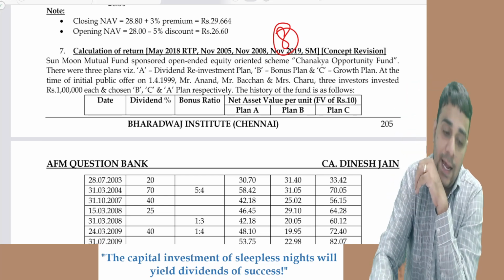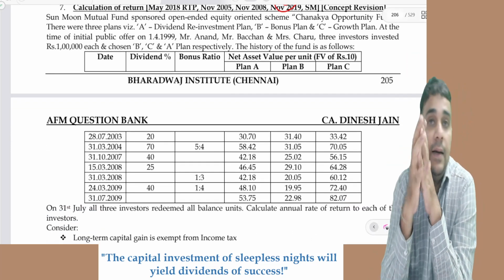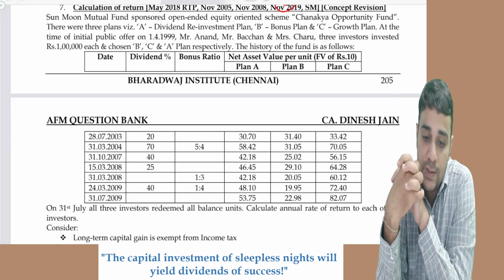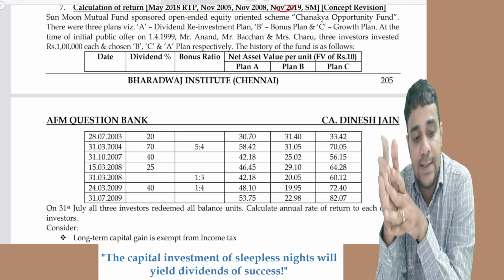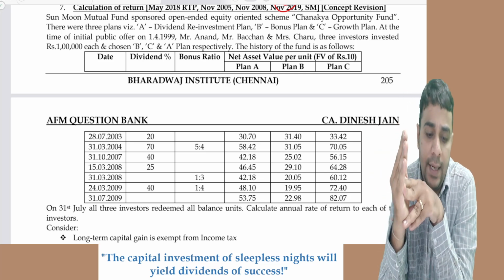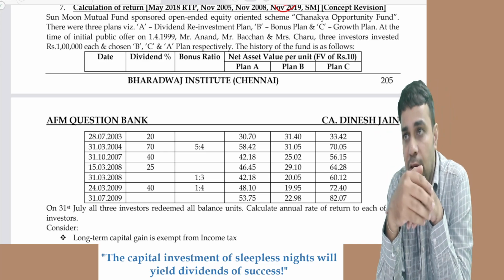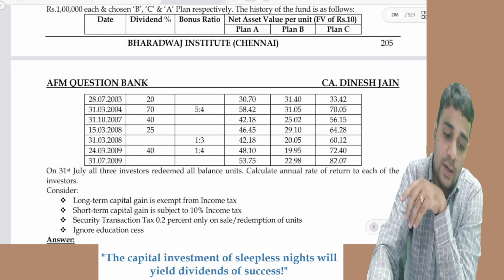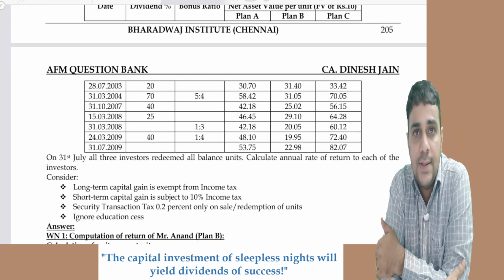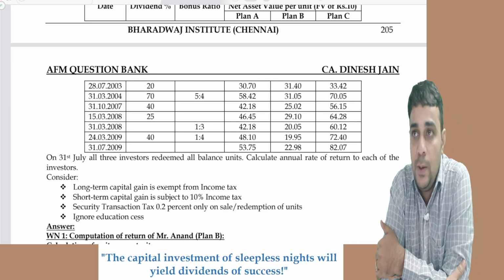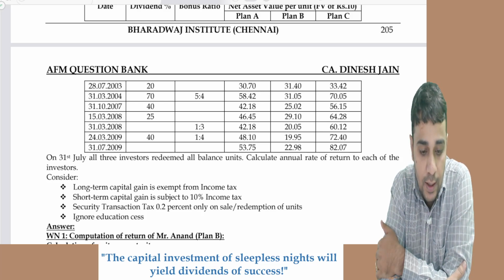History of the fund is as follows: date, dividend percentage, bonus ratio, NAV for plan A, plan B, and plan C starting from 1/4/99. Data is given up to 31/7/2009. On 31st July, all three investors redeemed all balance units. Calculate the annual rate of return to each of the investors.